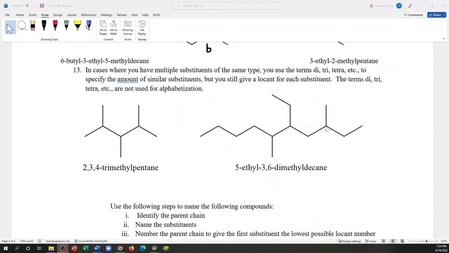So I have methyl groups at the 3 and the 6 position, and I have an ethyl group at the 5 position. Notice that I'm alphabetizing this name based on the E in ethyl, but I do not use the terms di, tri, tetra, etc. for alphabetization. So when I alphabetize this, I'm not comparing an E with a D, I'm comparing the E with the M, and I'm ignoring this prefix that represents a numeric designation.